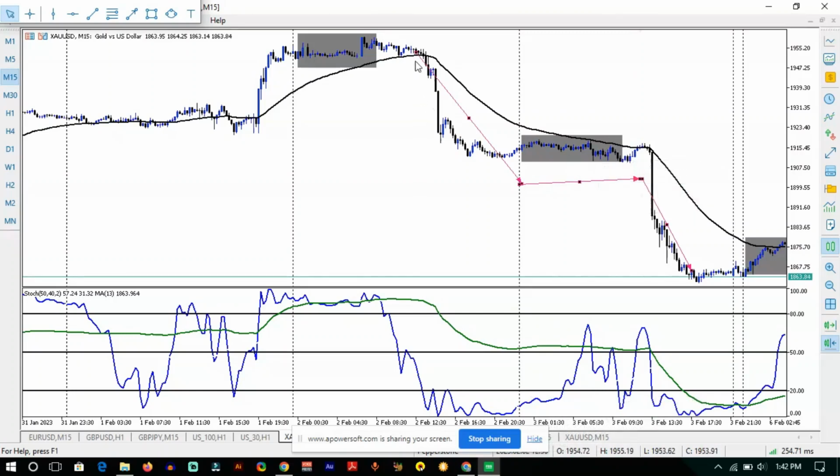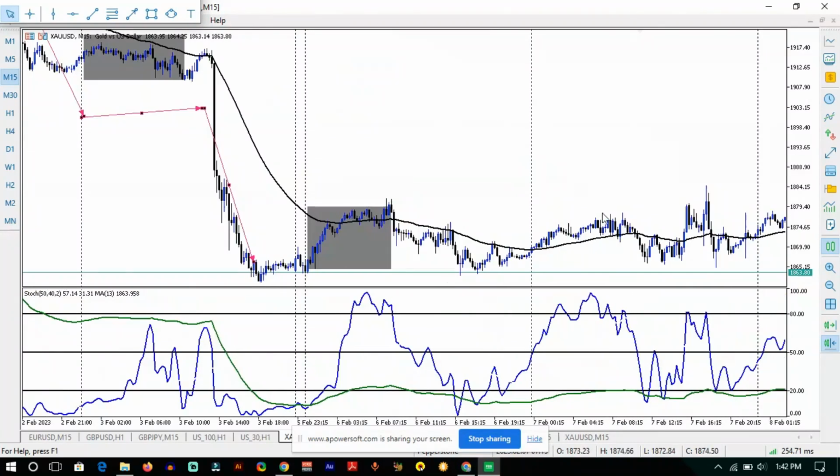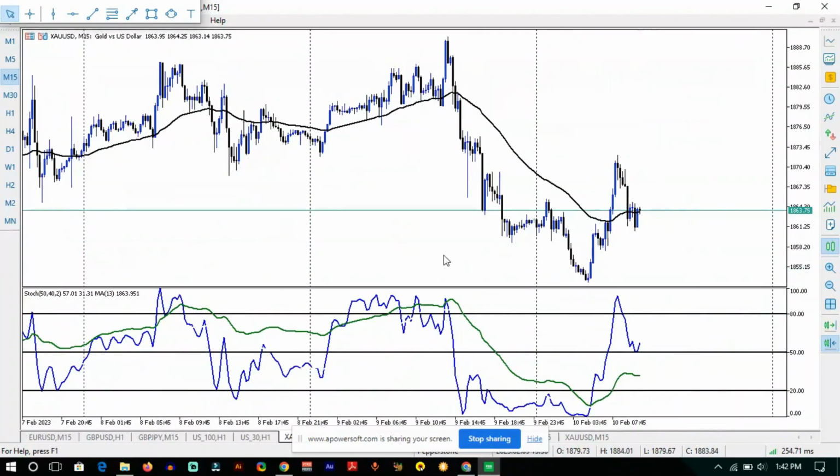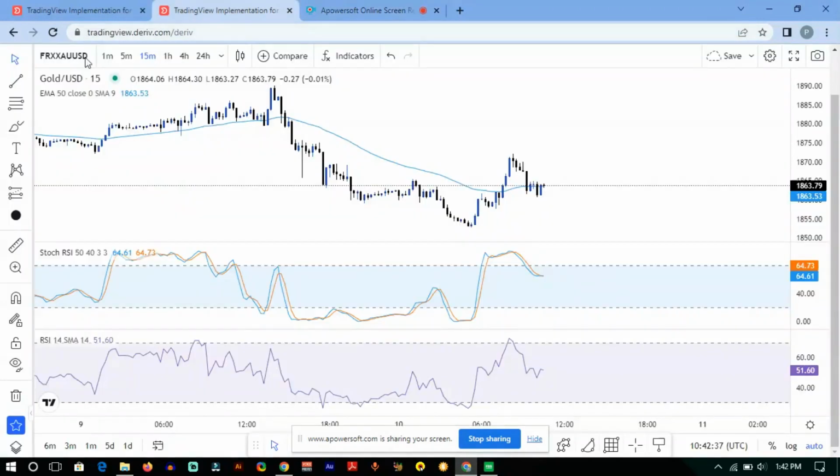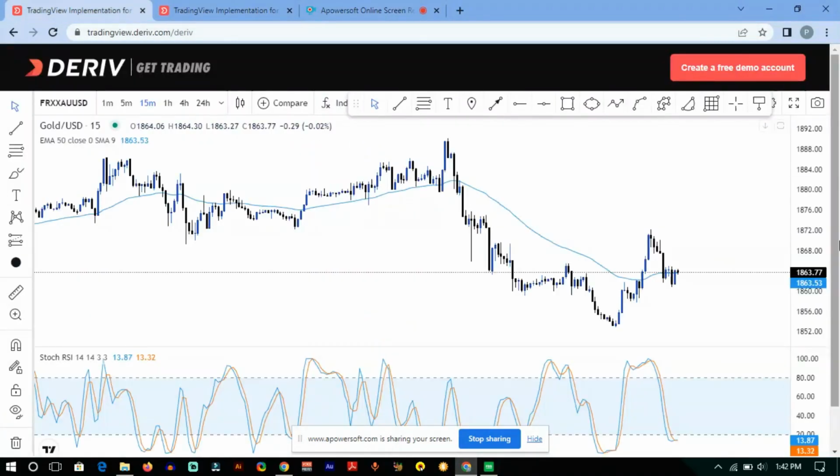So here you would look, if at all you didn't get in here, you would get in here and then you drop further. And then you drop further. So that's it. Let me come here on TradingView and then maybe I try to elaborate more on that.